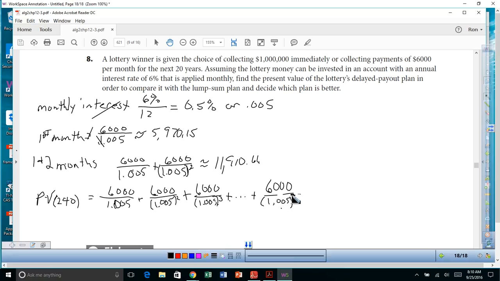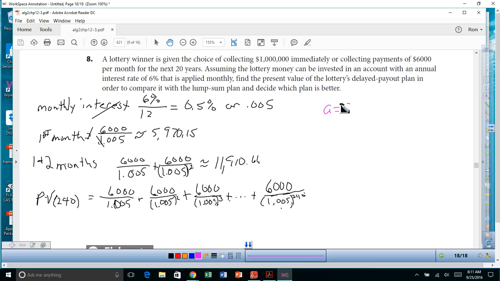1.005 to the 200. Come on. This is aggravating. 240. Okay, so does that not look like a geometric series? It does. So what is A? Let's see what A is.